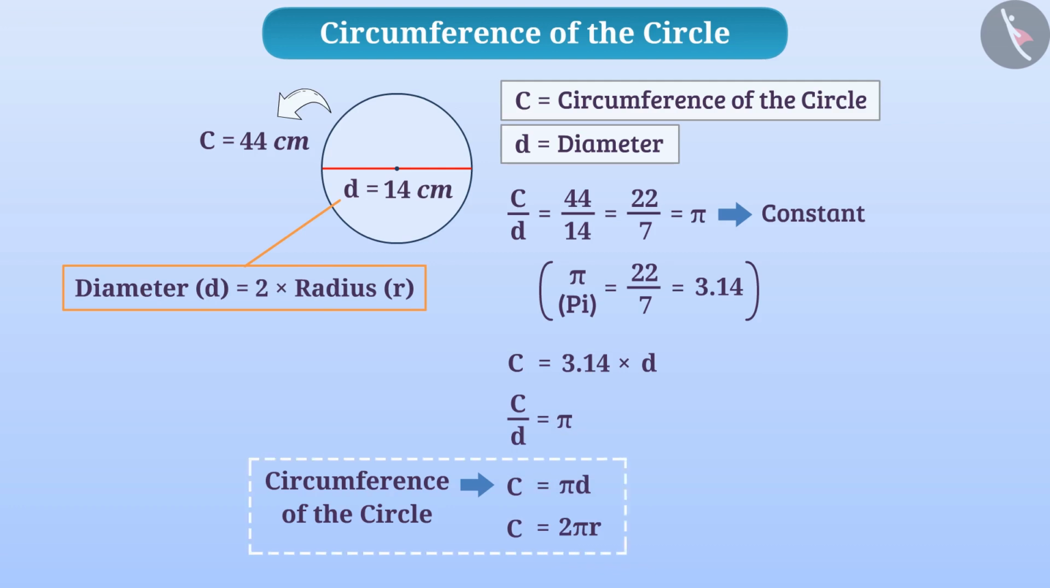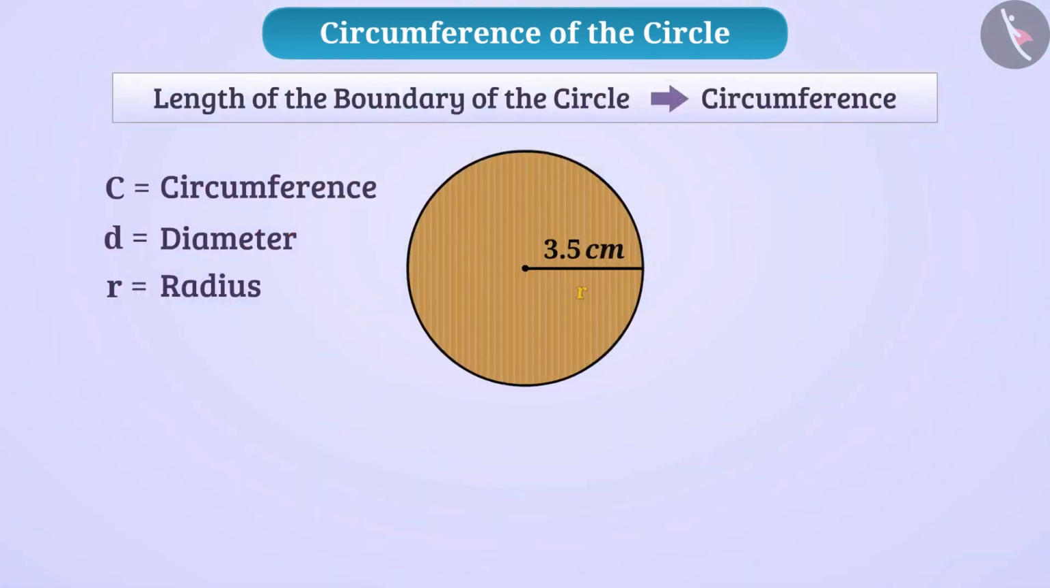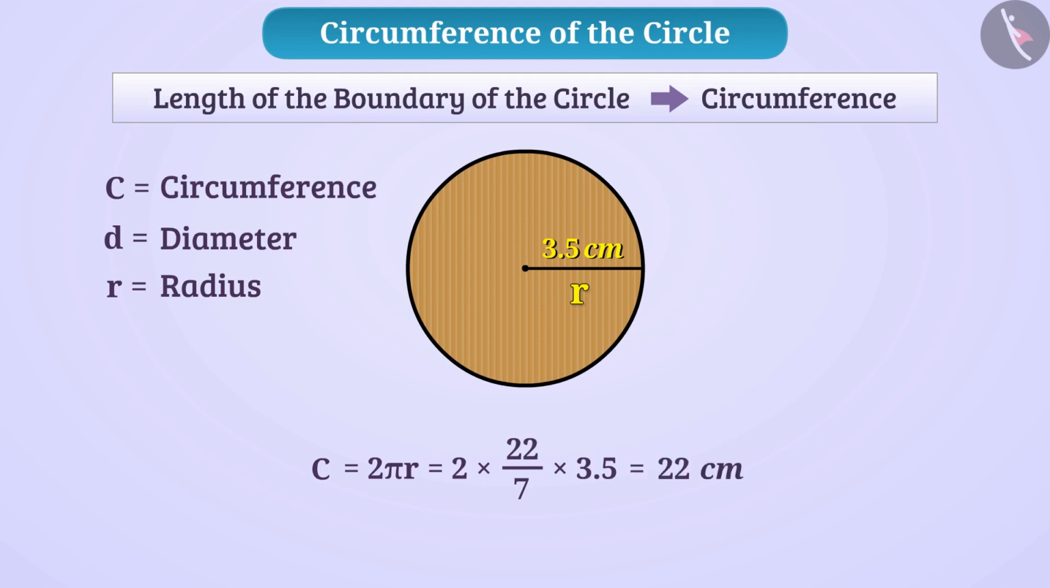This formula is very useful for finding the circumference of a circle. Like here, the radius of the circle is 3.5 centimeter, so the circumference of the circle will be C is equal to 2 multiplied by 22/7 multiplied by 3.5 centimeter, which is equal to 22 centimeter.